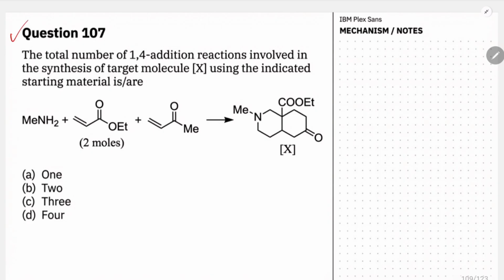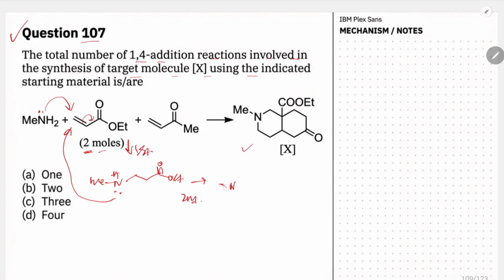Question number 107. The total number of 1,4 addition reactions involved in the synthesis of the target molecule, in the indicated starting material, is... So basically this nitrogen will do the 1,4 addition, as there are 2 moles first, then it will give NMe H, OEt, and this lone pair again attacks this center and does 1,4 addition. So first 1,4 addition is done, this is the second 1,4 addition, then we are left with nitrogen methyl, OEt.